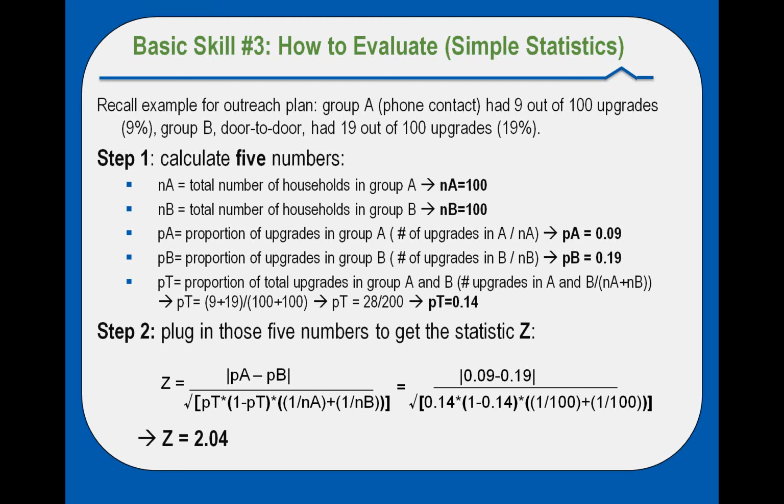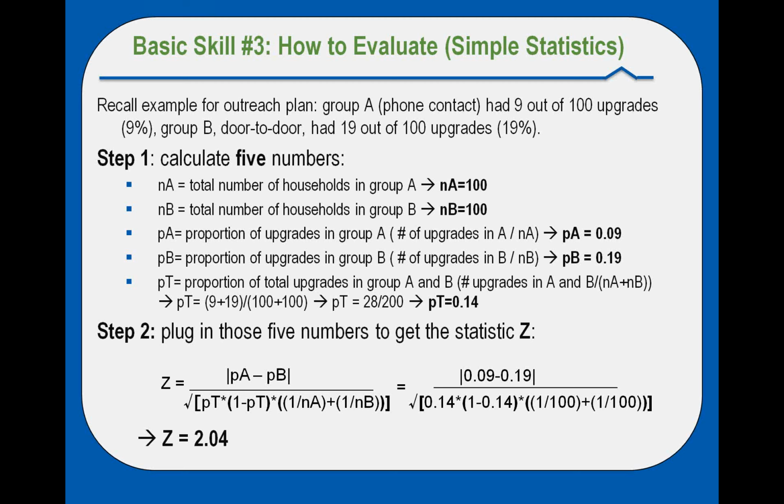And then you want to calculate PA, which is the proportion of upgrades in Group A, so that's that 9%, but we're going to write it as 0.09. PB is the proportion of upgrades in Group B, that's that 19%, which we write 0.19. And then the last thing that we want to calculate is the proportion of total upgrades in Groups A and B. So the total number of upgrades is 9 plus 19, which is 28 out of 200 people. So the total proportion of people that got upgrades was 14%, or 0.14. Okay, so that's step one.